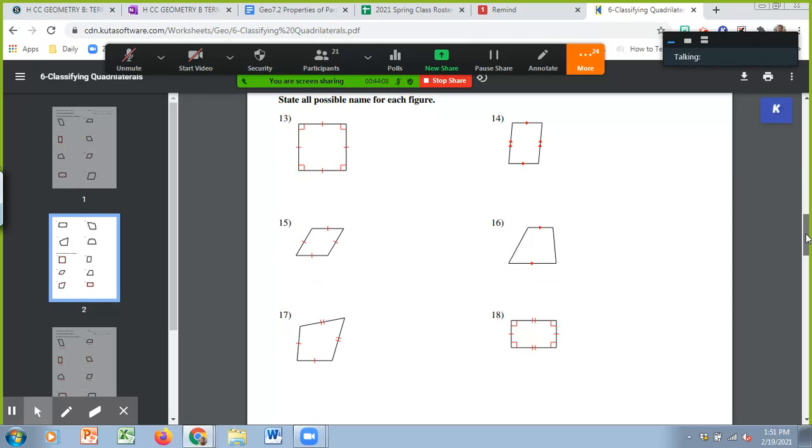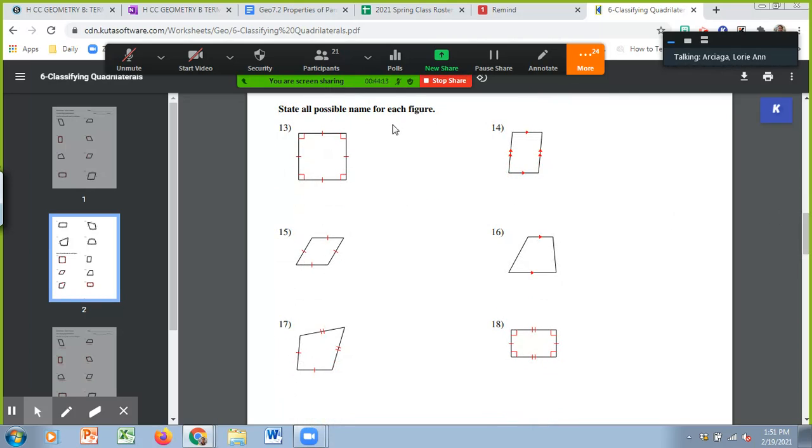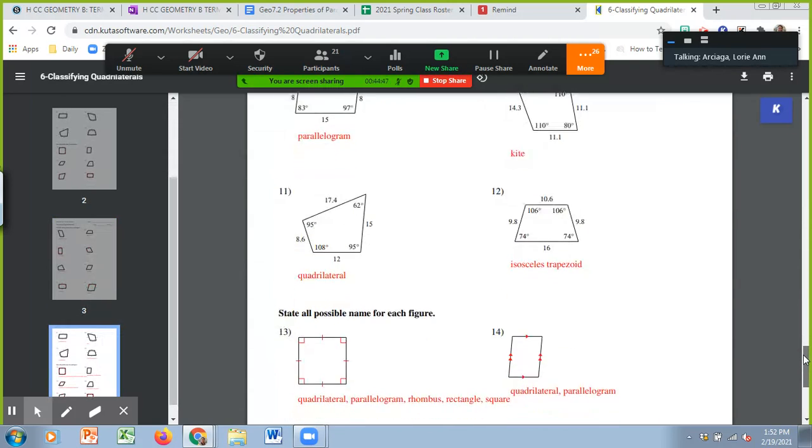Okay, but I want to point out these ones at the bottom. When it says state all possible names for each figure, you don't limit yourself to just one answer. So before you look at the answers at the bottom, can you think of some? What name can you give number 13? It's a quadrilateral, that's one. It's a square. It's a parallelogram. You're missing one more, because a square can also be called a... okay, you can also call it a rectangle.